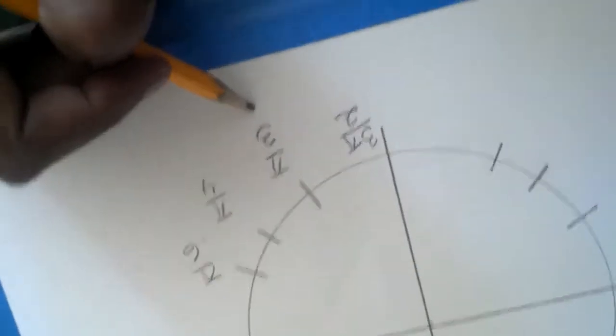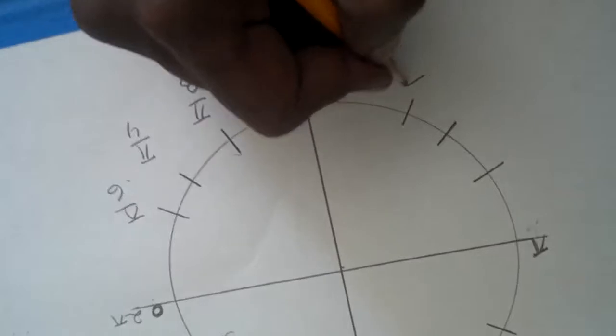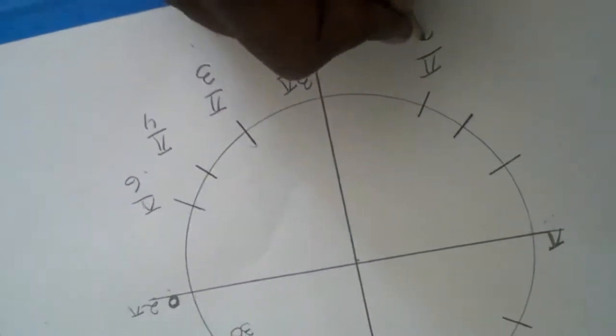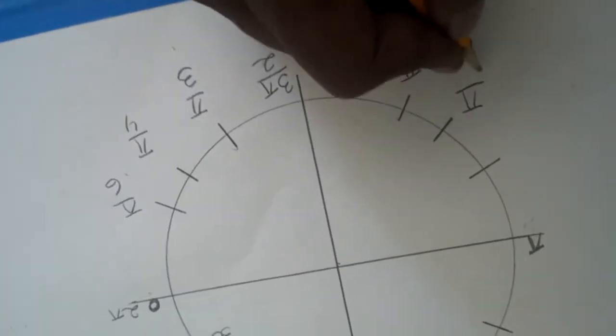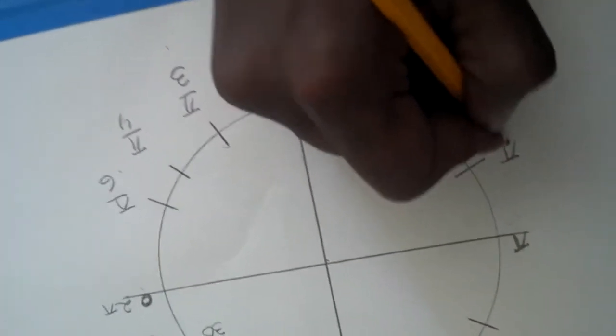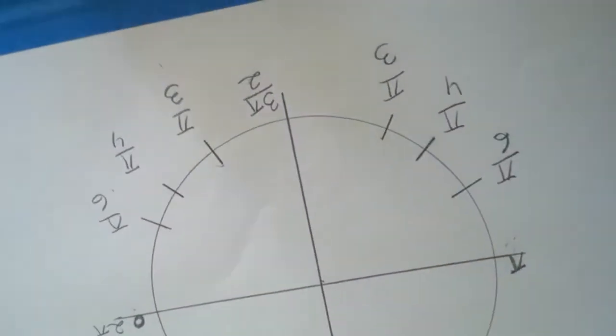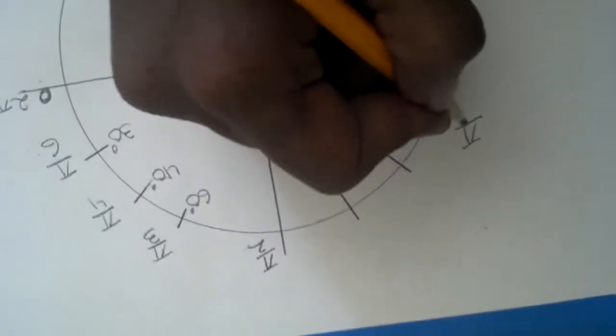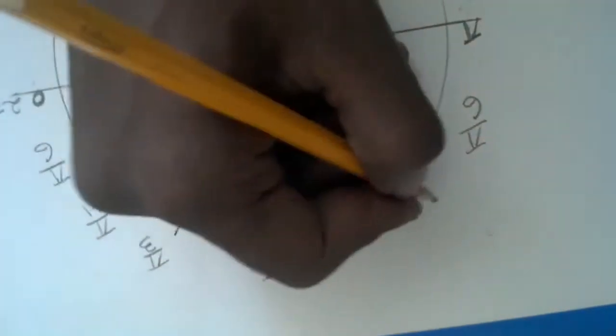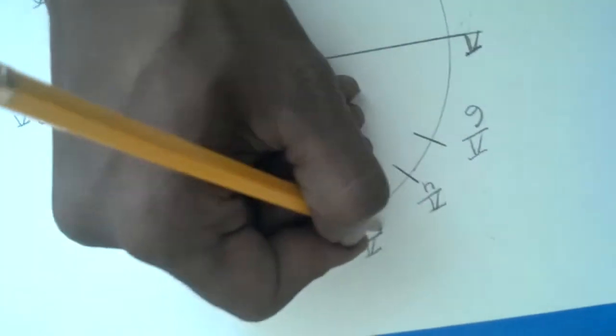Since I left off at 3, I'm going to start with pi divided by 3, pi divided by 4, and pi divided by 6. Since I left off at 6, next quadrant I'm going to start with pi divided by 6, pi divided by 4, pi divided by 3.